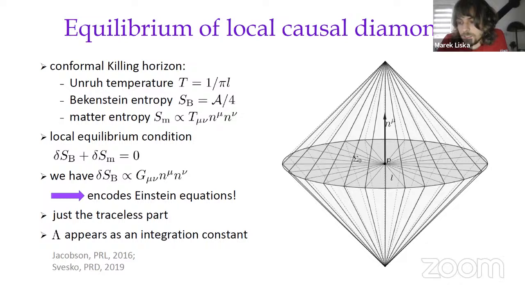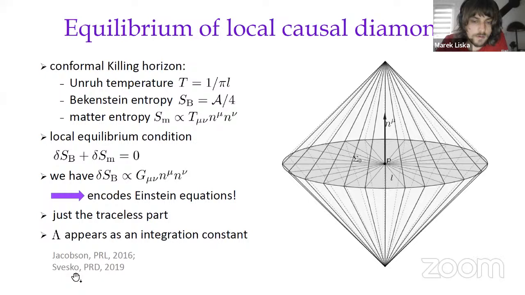These causal diamonds, they are conformally invariant. So we only can recover information up to an overall conformal factor, and this corresponds to getting the traceless part of Einstein equations. Then, as a consequence, we only get the cosmological constant as an integration constant in the process of solving the equations of motion. There are some papers that have studied this. The best ones are probably Jacobson's PRL paper from 2016 and the more or less recent one from Andy Svesko.